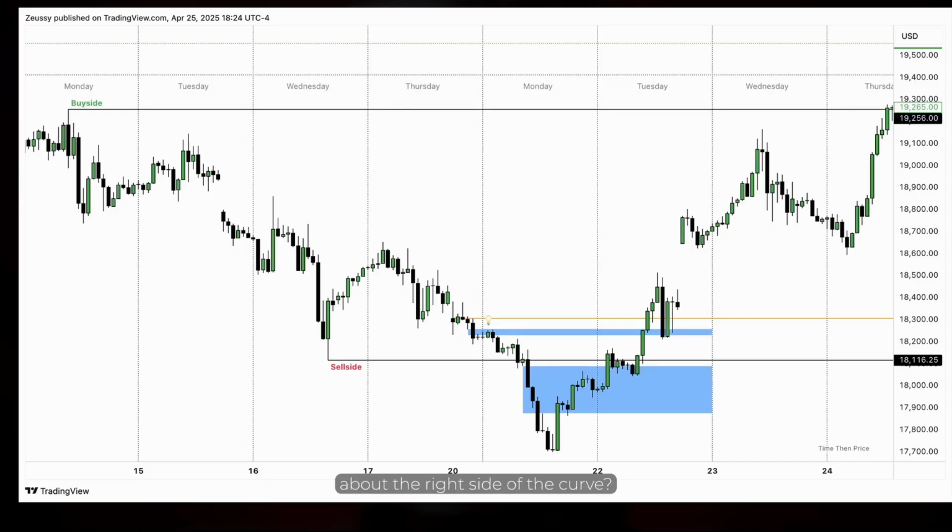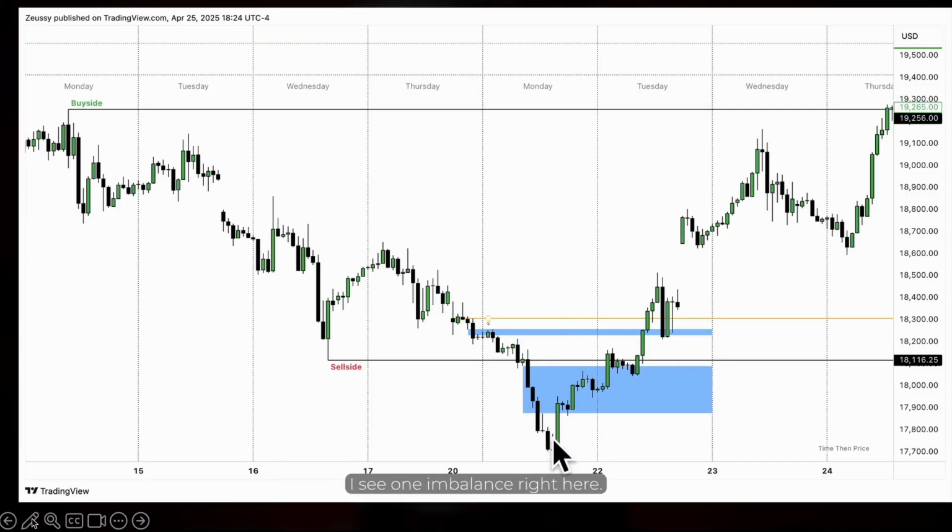What do we know about the right side of the curve? What have I been outlining to you? When a bullish price cycle has started, what we're paying attention to is the creation of discount arrays on the right side of the curve. Do you see any discount arrays being created inside this delivery?